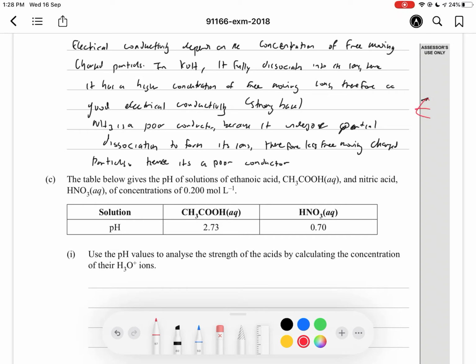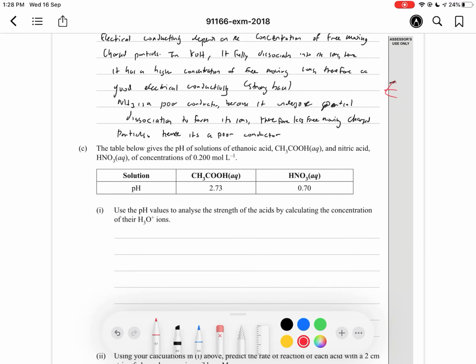Okay, so in terms of getting a merit for this question, we need to link the conductivity of each solution to the degree of dissociation. It looks very wordy, but my opinion is probably just a brief explanation, maybe just either the conductivity or the pH. That should probably be enough to get you a merit.